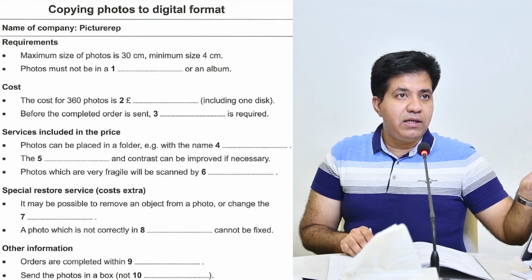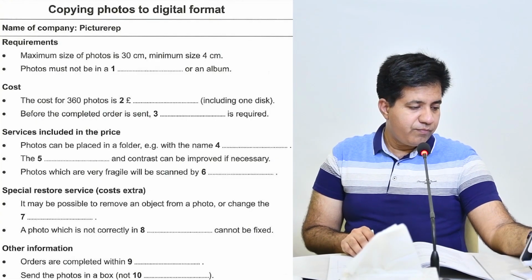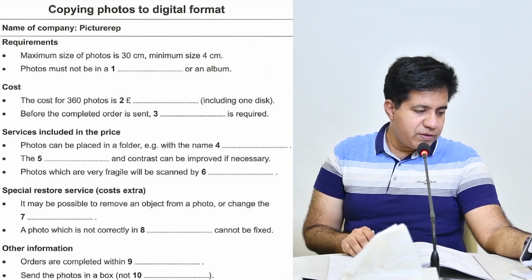Okay, I play this again. I play this again for you. Don't worry. She used the word in focus.